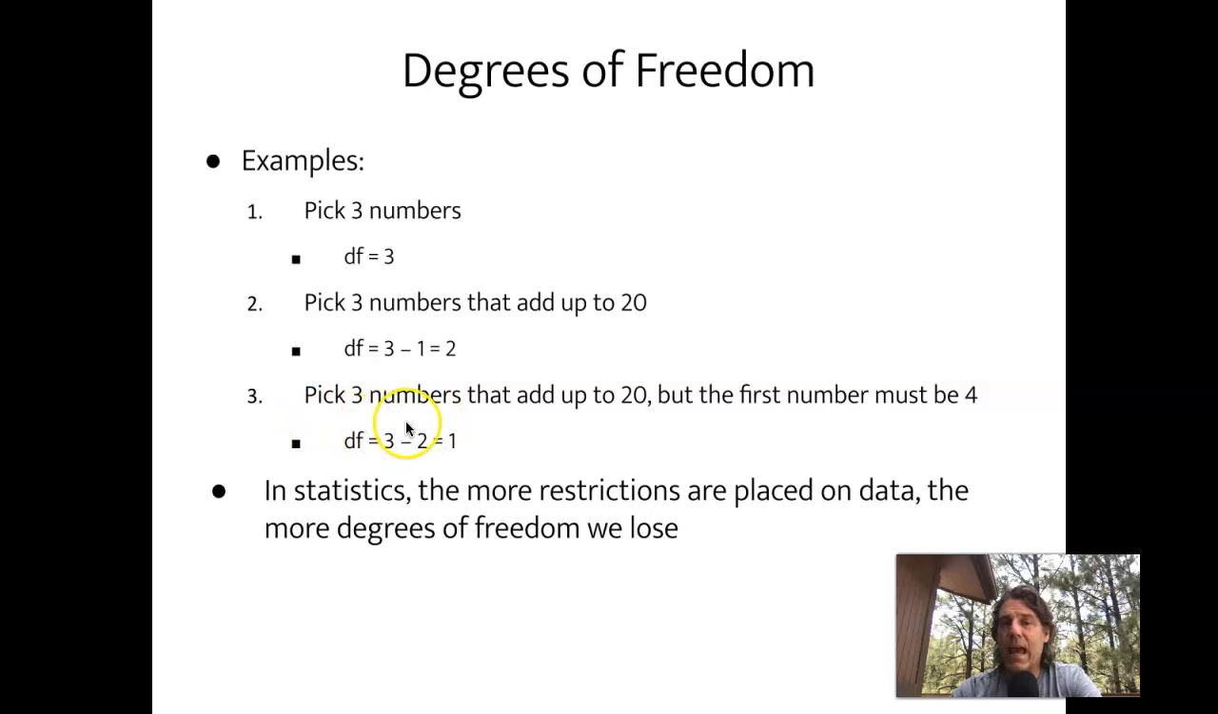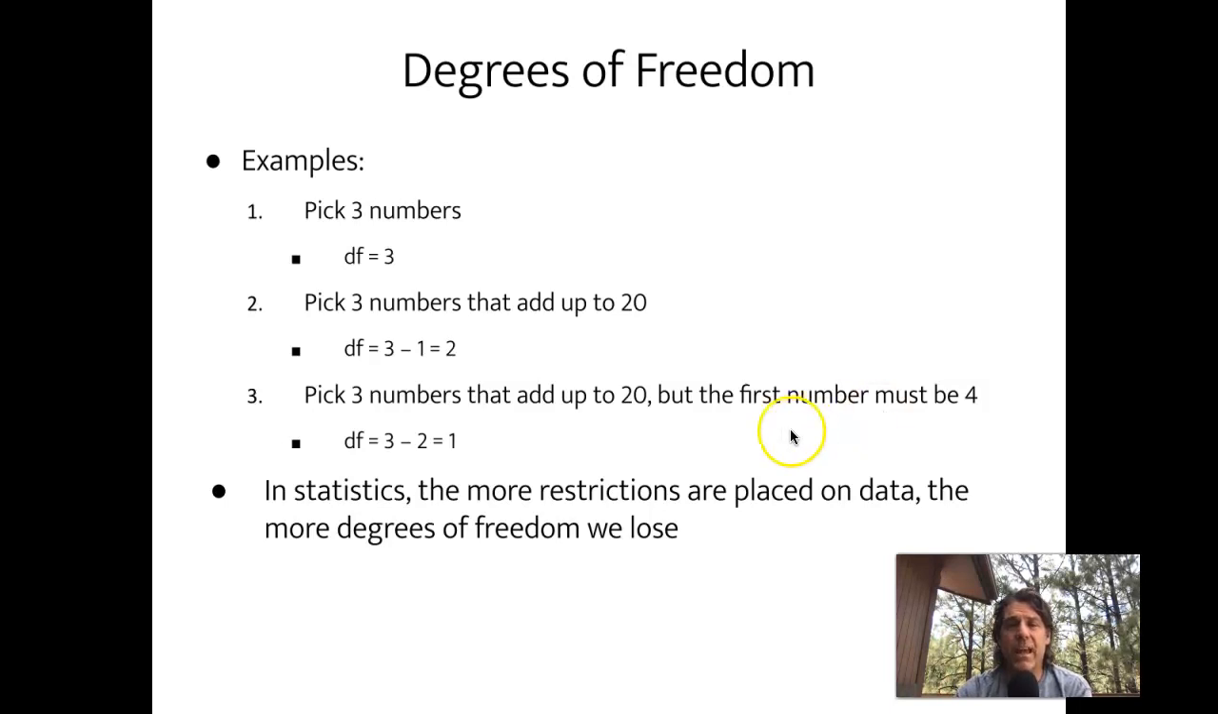But let's say we had one more restriction. Pick three numbers, one restriction, add up to 20, just like before, and we add a second restriction. The first number must be 4. Okay, so at that point, I say, what's the first number? You all need to say 4, because it's part of the restriction. So that number's not free to vary. What's the second number? At that point, could be any number. I'm going to say 10.